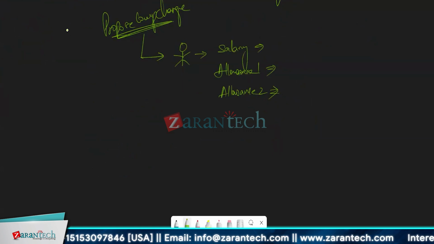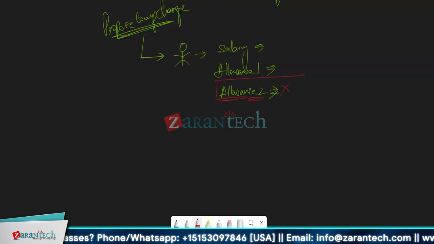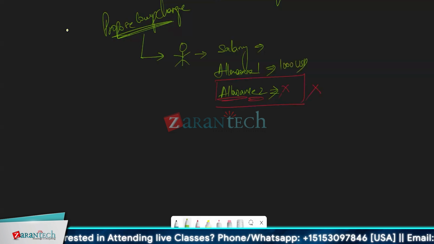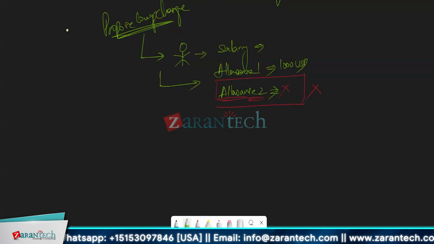Let's say allowance 2 is no longer eligible for Jack. What Workday does is it will automatically remove this allowance plan. It will say this one is no longer eligible. Let us also suppose allowance plan 1 was 1000 USD, but as per the change, let's say the employee is moving to a location where the allowance value should be 2000 USD. Workday will automatically change this value to 2000 USD.